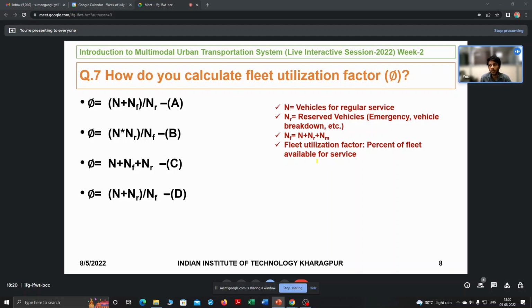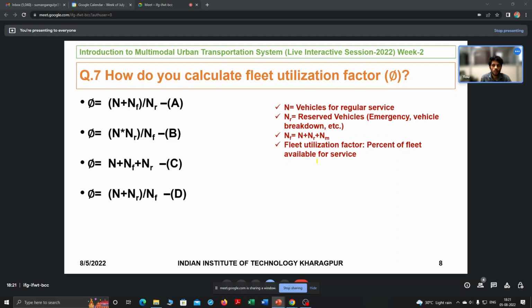So what is NR? NR is the reserved vehicle. So why do you need reserved vehicles? In case of vehicle breakdowns, in case of emergency, in those kinds of situations you need some reserve buses, so that if one bus is not working, you give another bus to replace that bus so that your passengers are not affected, right? Since it's a public transport, passengers should not be affected. So it is NR.